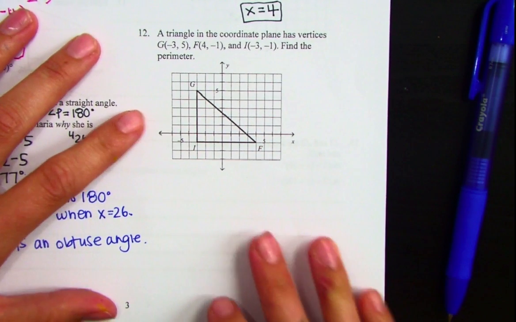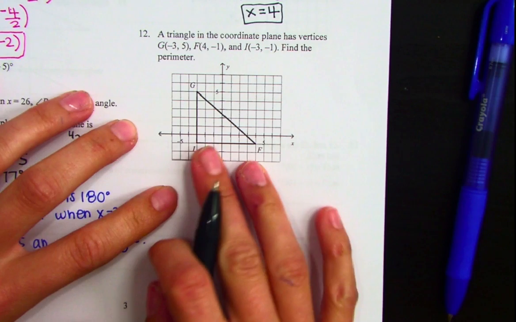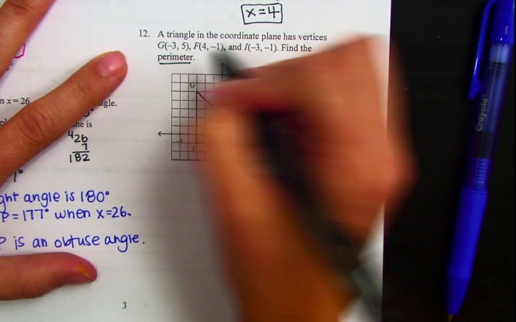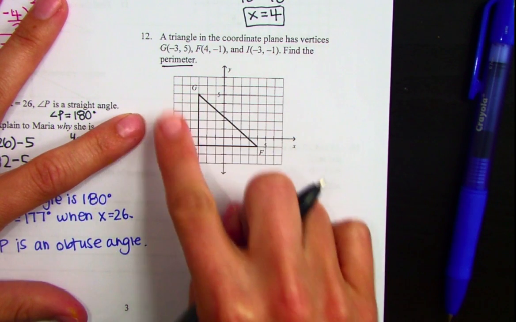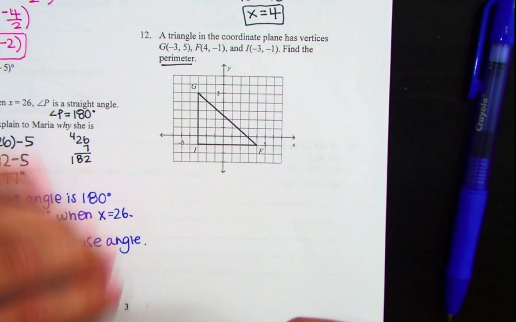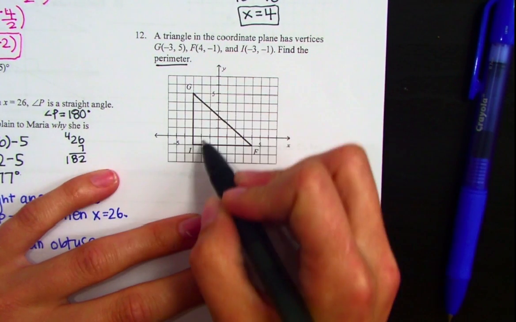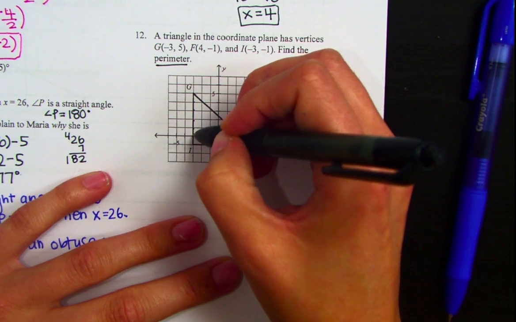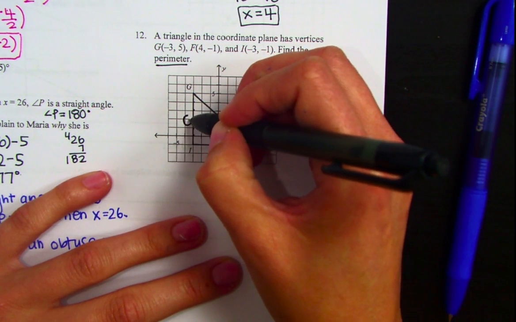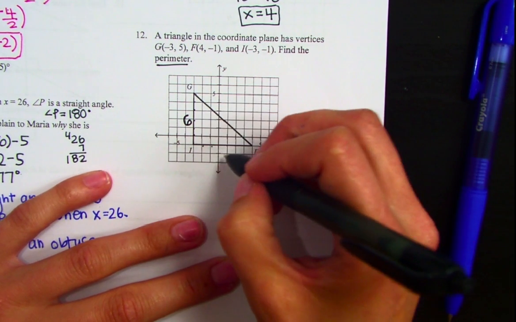All right, number 12. We're given this triangle in the coordinate plane with the vertices. We're going to find the perimeter. So we want to remember that perimeter means we're going to add up all the sides in the figure. In this case, it's a triangle. So I need to find all of the side lengths. These are easy to find. We can go ahead and just count. This side length here is going to be 6. And then we have 7.